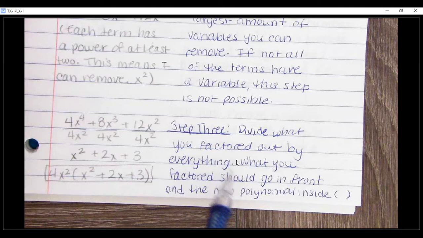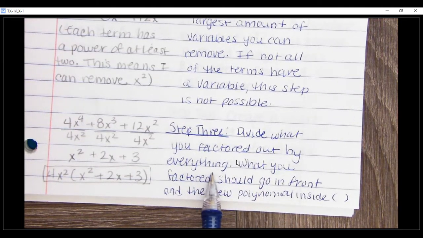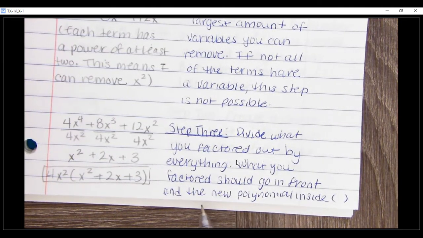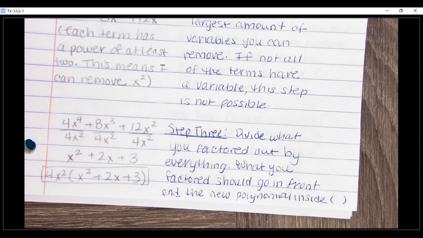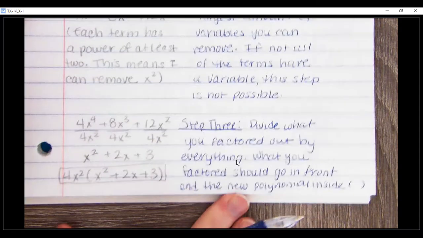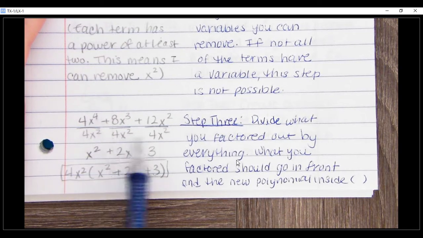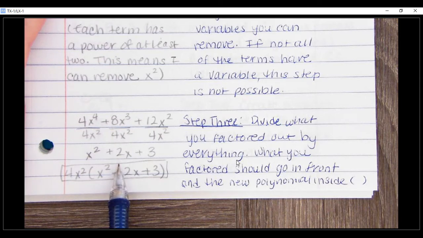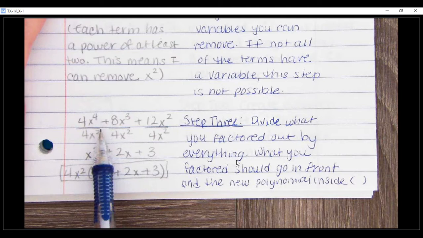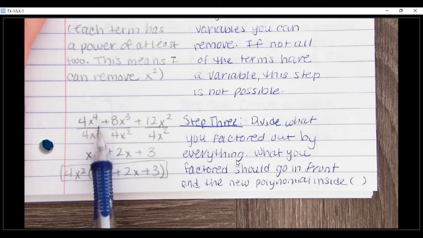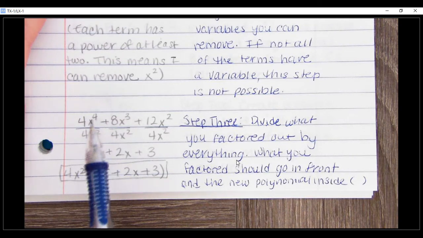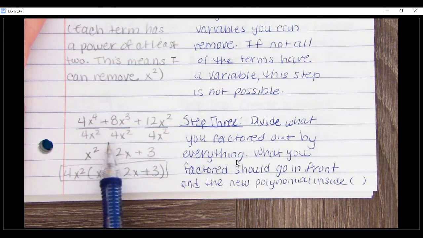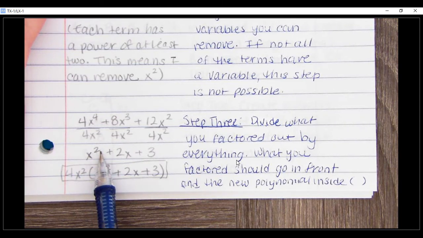And step 3, divide what you factored out from everything. What you factored out should go in front and the new polynomial inside parentheses. So I said that I can divide out a 4, so I divided everything by 4. 4 divided by 4 is 1, 8 divided by 4 is 2, and 12 divided by 4 is 3. And then I factored out x squared. x to the fourth divided by x squared, subtract powers just like in the power quotient rule, and we get x to the second power.